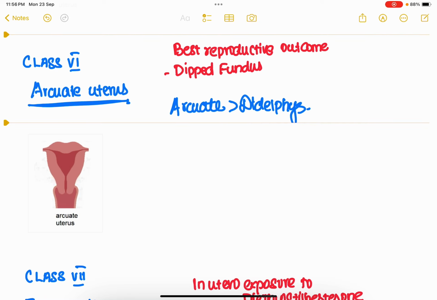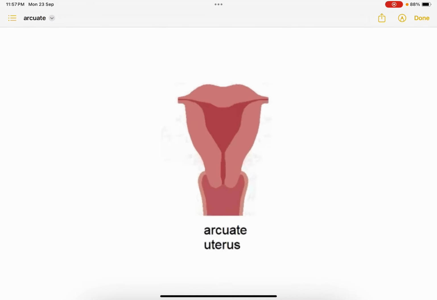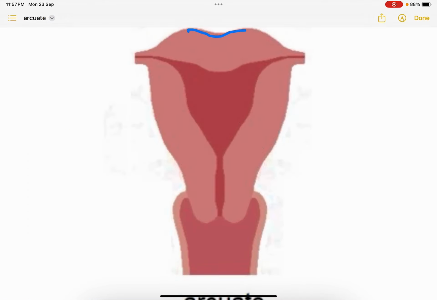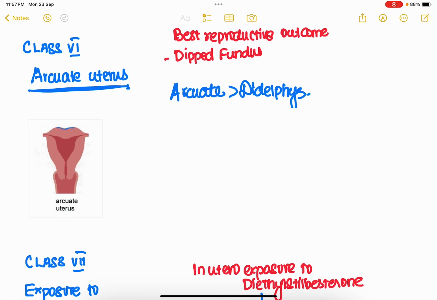Is that clear? Yes. In arcuate uterus, the problem is that it has a dipped fundus. We all know that the last step of Mullerian duct development, which gives rise to the female internal genital organs, is that the fundus of the uterus becomes dome shaped. But here, the fundus of the uterus is slightly dipped. A dipped fundus is present in patients with arcuate uterus. So the problem is only with the fundus, therefore it has the best reproductive outcome. Is that clear?